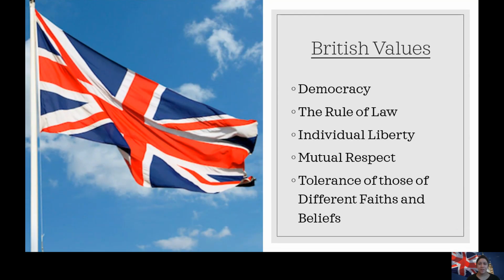Great. So here I have a list of the 5 British values, which is democracy, rule of law, individual liberty, mutual respect, tolerance of those of different faiths and beliefs. I don't think they're in a certain order because of their importance, but that's just the order in which we learned them, or they've been given to us. So this is how we learn them. If you can name them in a different order, it's absolutely fine, as long as you know the British values.